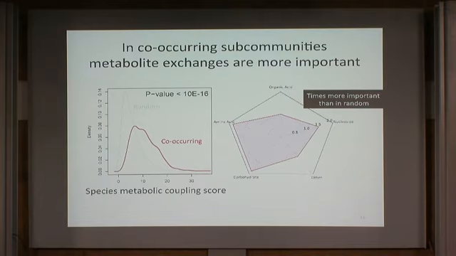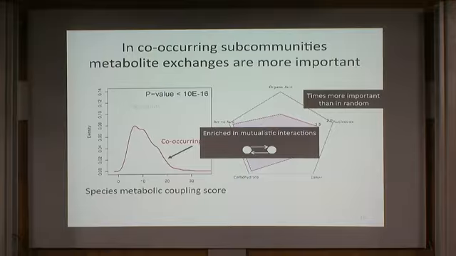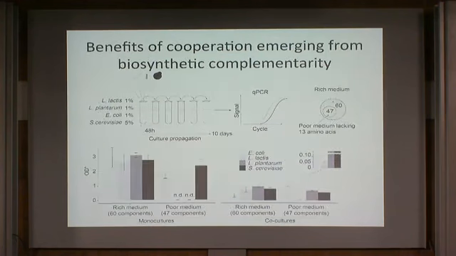And if you look at the metabolites, if you just sum up all the amino acids and all the carbohydrates, this is in log scale. There were, for example, 4 times more amino acid exchanges observed than in random controls in those co-occurring species. And if you look at how the exchanges looked in this graph of species, they were enriched in mutualistic interactions.